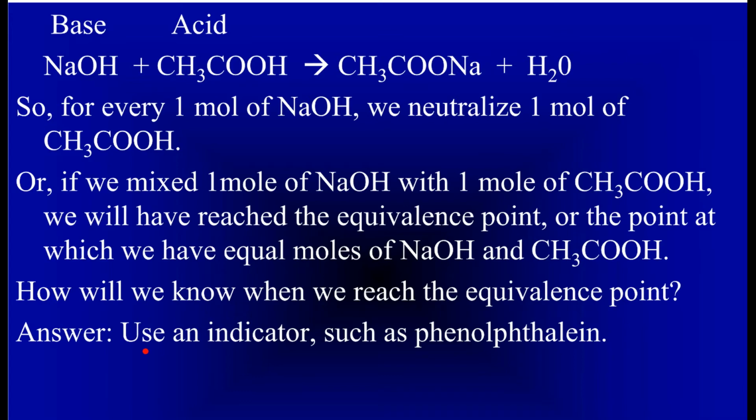Now, how do we know when we get to that point? Well, we use an indicator. In this case, we're going to use phenolphthalein. It'll change colors once we reach the point at which they're chemically equivalent quantities.